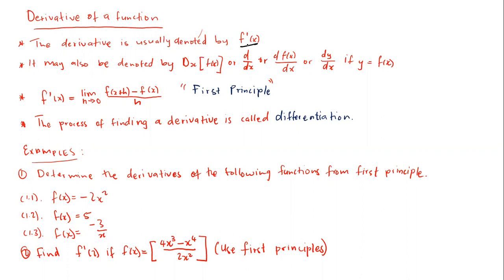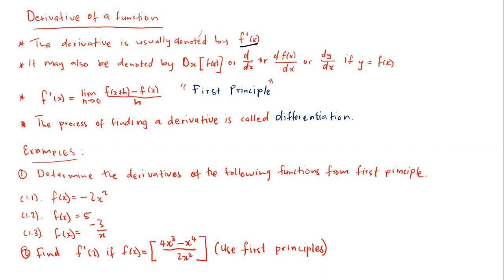So it is usually denoted by this, but it may also be denoted by this, okay? The first derivative, or derivative of a function, is d/dx of f of x, okay? We differentiate with respect to x. This is one of the notations that we can use to show that we are talking about a derivative of the function f of x.